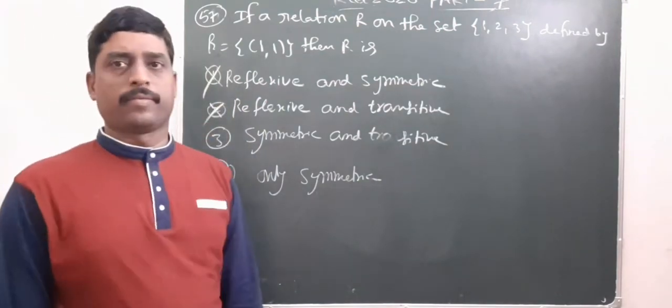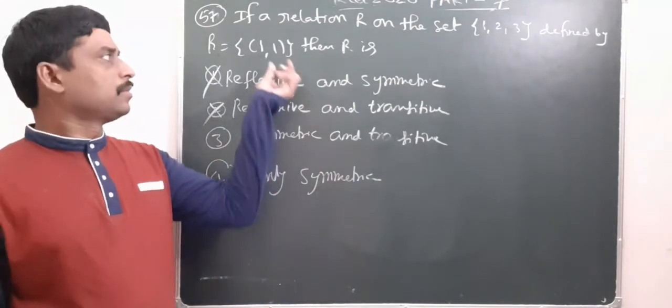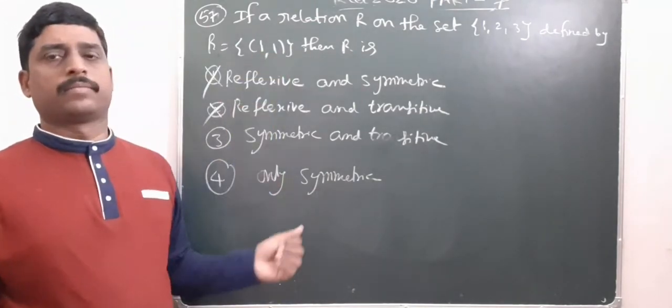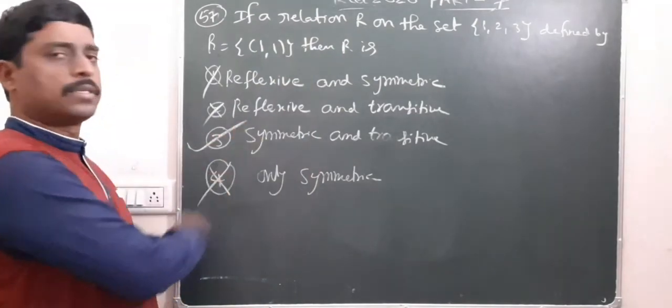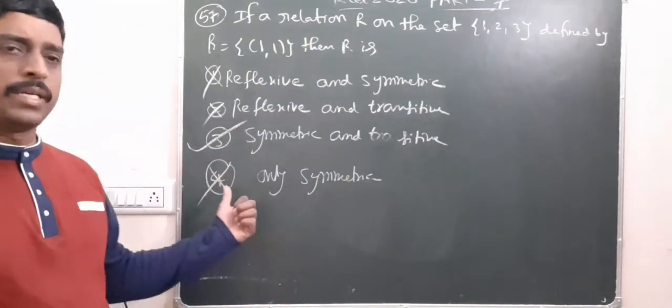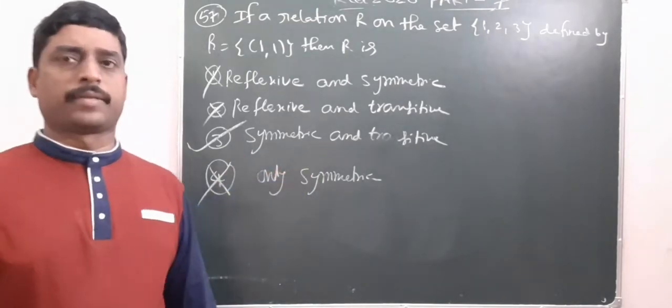And option 3, check option 3: symmetric and transitive. Symmetric of 1 is 1. So transitive is also satisfied. Third option correct. Fourth option is also wrong. So, of the options, option 3 is correct.